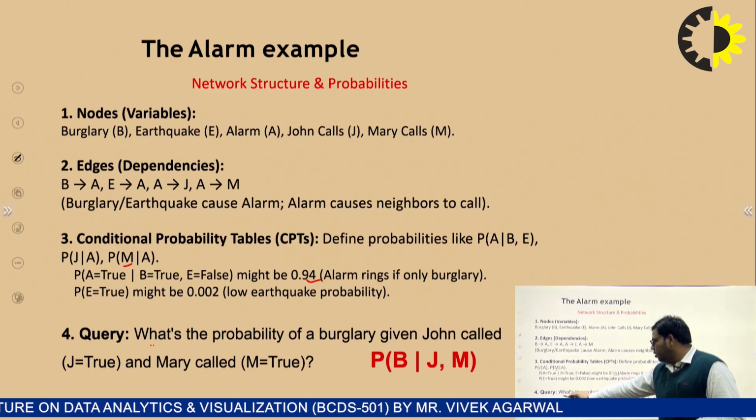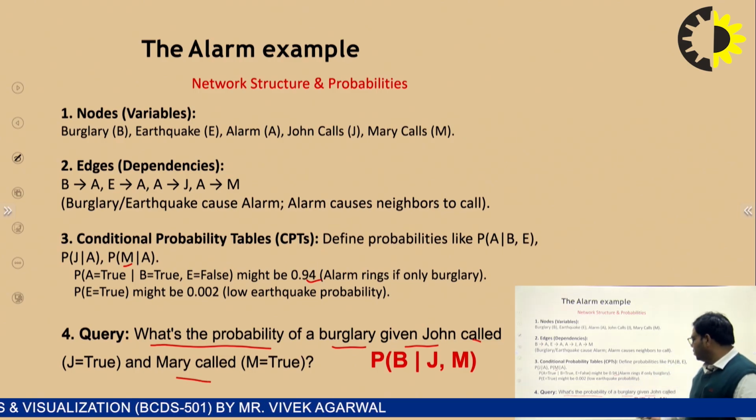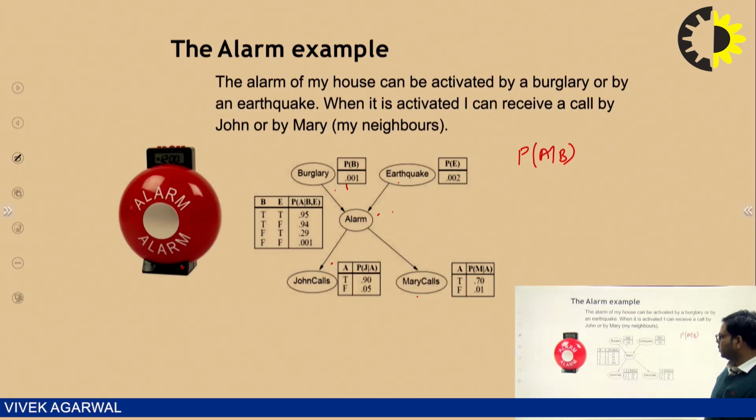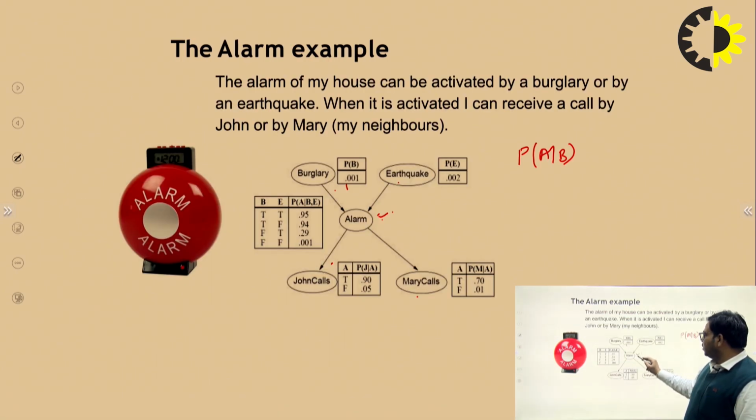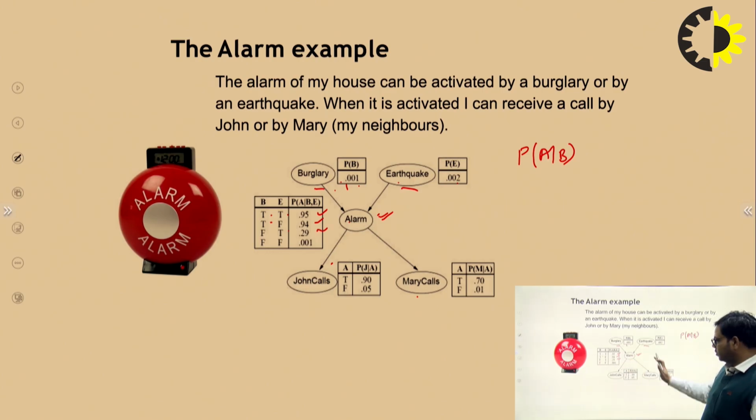So what can we query? What is the probability of burglary given that John calls and Mary calls? Means John called and Mary called, both called. If we understand what it is saying, the alarm rings when there is a burglary or an earthquake. So these are the chances of having a burglary, these are the chances of an earthquake. When burglary and earthquake are both there, the chances of alarm are this. When only burglary is there, the chances of alarm are this. When only earthquake is there, the chances of alarm are this. So this is the whole given scenario.